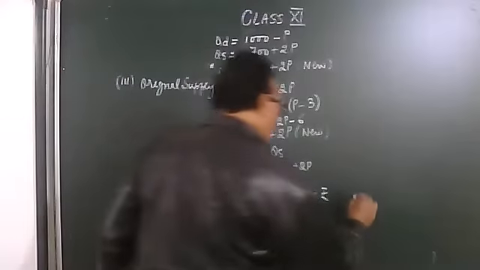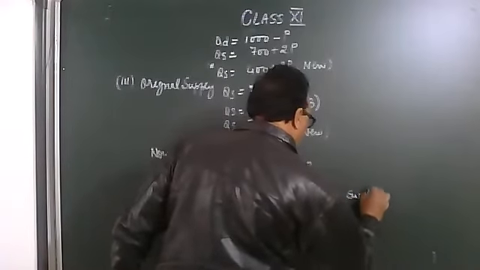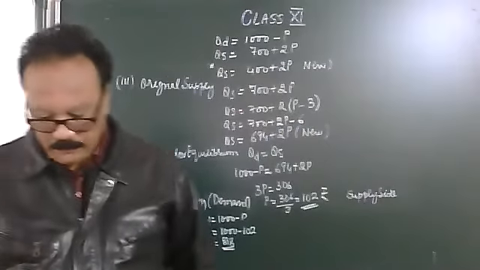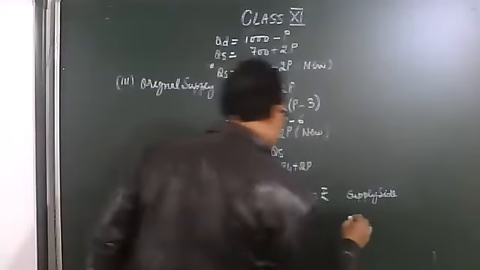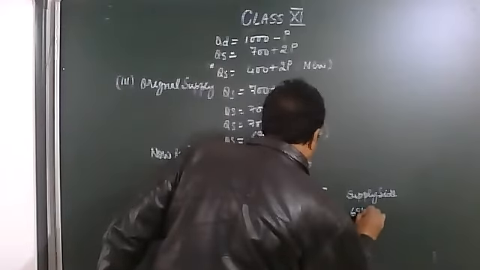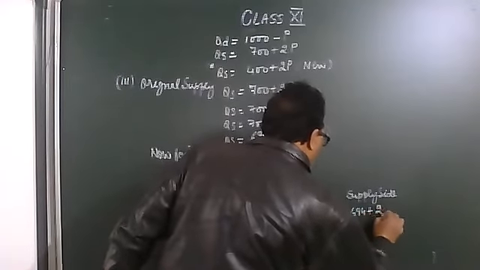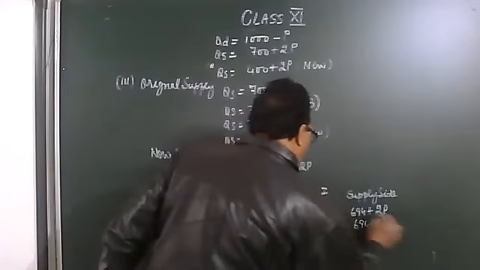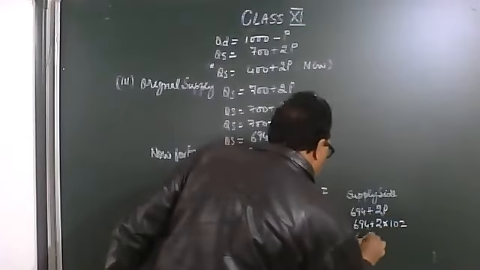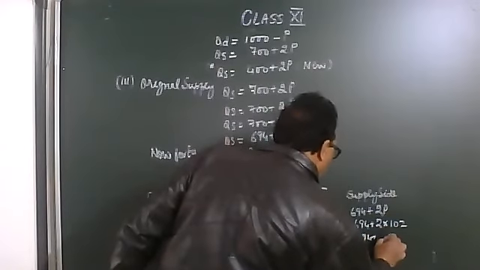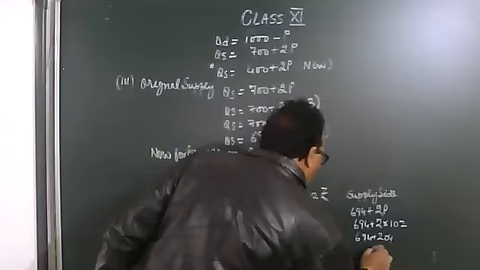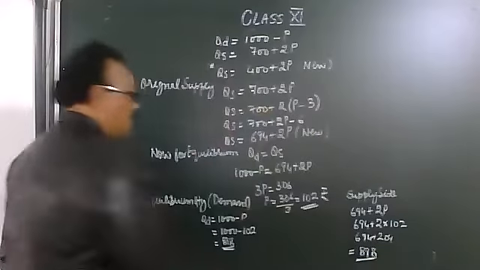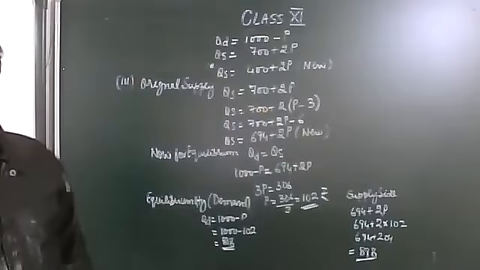From the supply side, what supply will we take? The new one, that is 694 plus 2P. 694 plus 2 into 102, 694 plus 204, which is 898.